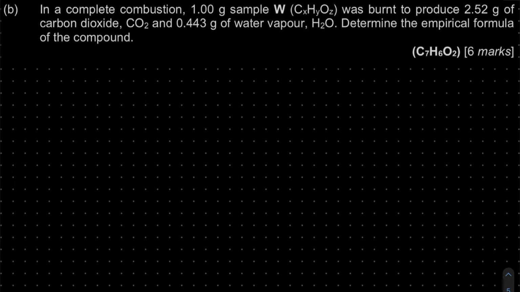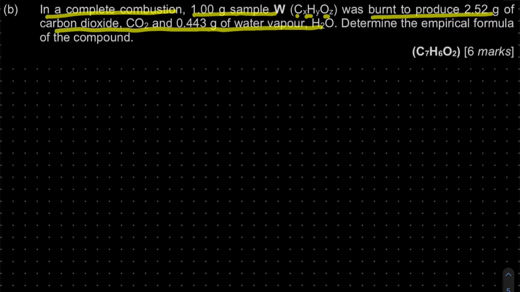Question 1b. In a complete combustion, 1 gram of sample W, CxHyOz, was burned to produce 2.52 gram of carbon dioxide, CO2, and 0.443 gram of water vapor, H2O. So determine the empirical formula of the compound.